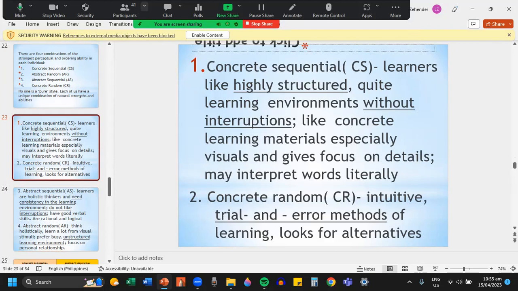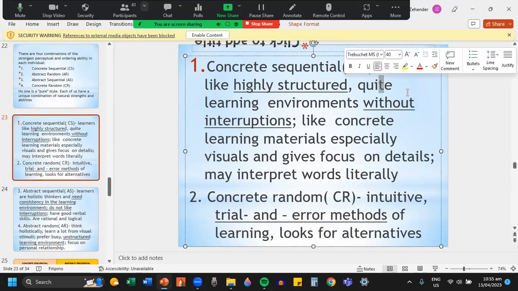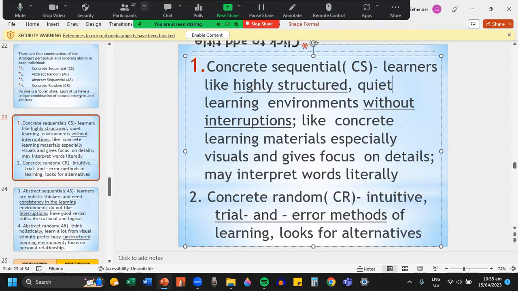Learners like highly structured, quiet learning environments without interruptions. They also like concrete learning materials, especially visuals, and give focus on details. So they may tend to interpret words literally. So they still need some guidance, okay, for this one. Next, for the concrete random, they are intuitive. So trial and error methods of learning looks for alternatives. Okay, they look for alternatives. So ano sila, they tend to be on the creative side.